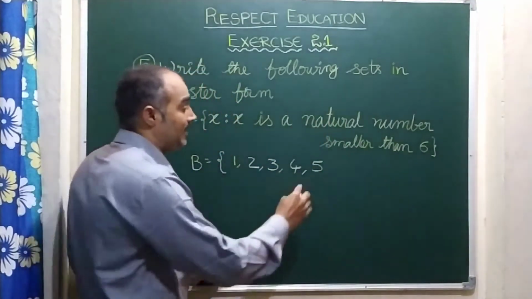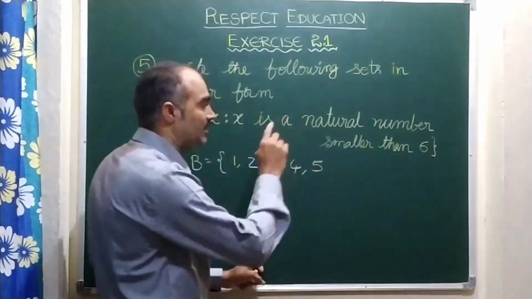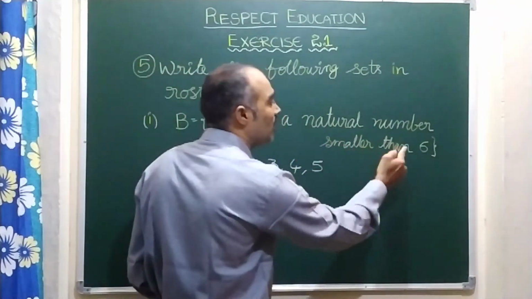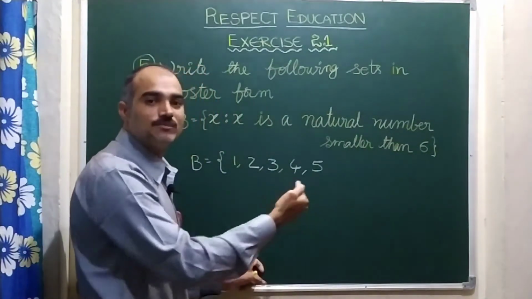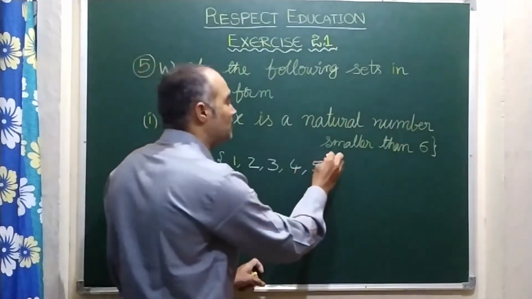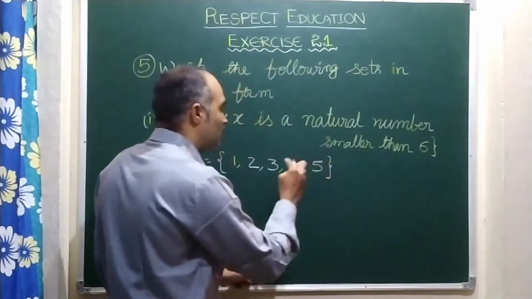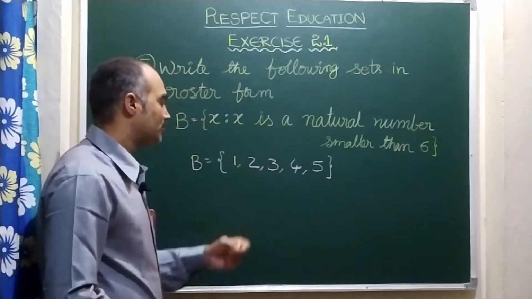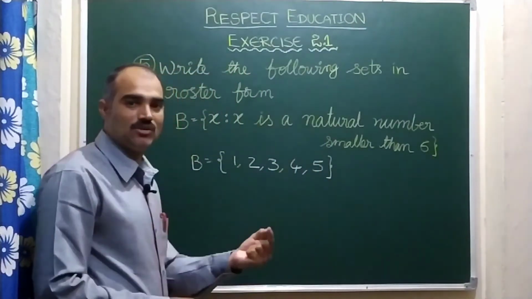Now next one. Can we write here 6? Let us read the question. Natural number smaller than 6. Is 6 smaller than 6? No. That's why we should not write 6. So this is the answer. This is called roster form. And based on this, I would like to give you a small other idea.